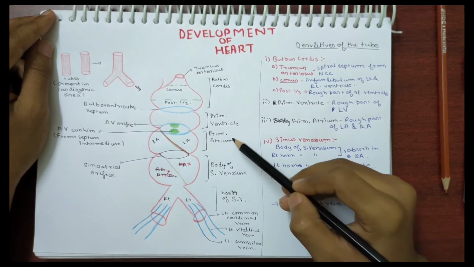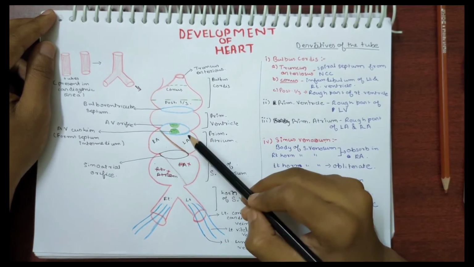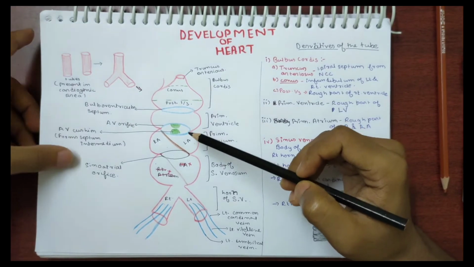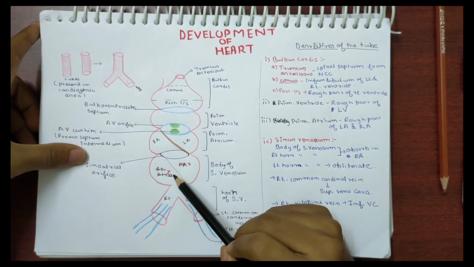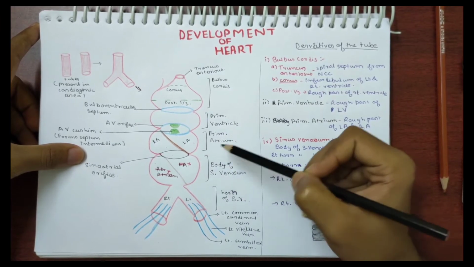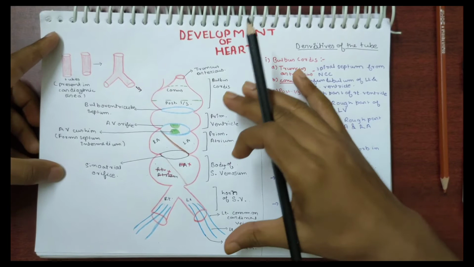Right, we were talking about the primitive atrium. The primitive atrium will be further subdivided into the right atrium and the left atrium. So right here we have the sinoatrial orifice, which will be connecting the primitive atrium and the body of the sinus venosus. So this is the general overview of the heart tube.